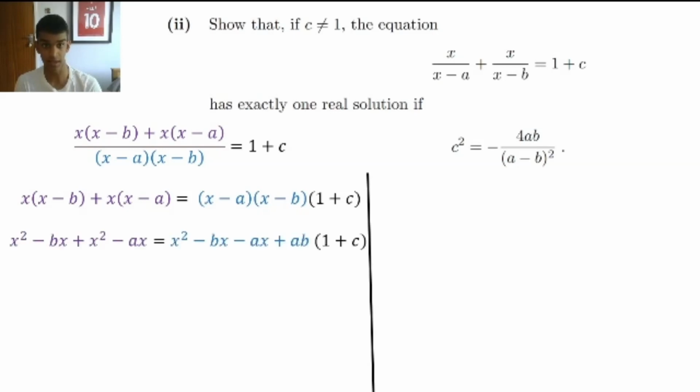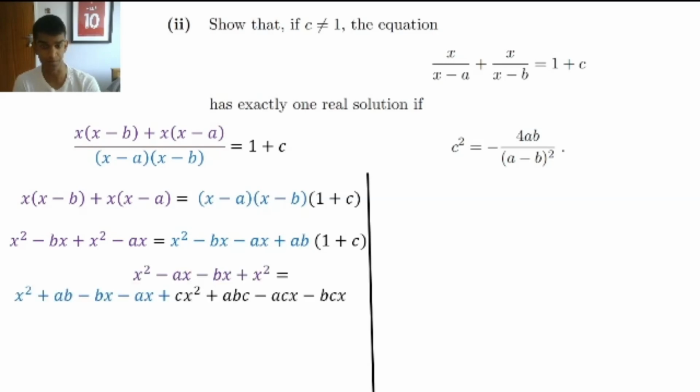Now I've expanded it as before, the purple and blue are the same as you saw on the previous screen, but now I'm going to expand the right hand side fully, getting 8 terms in total. And this is what we get. We get x squared minus ax minus bx plus x squared is equal to x squared plus ab minus bx plus minus ax, as you saw before on the other screen. And now the additions are plus cx plus abc minus acx and minus bcx.